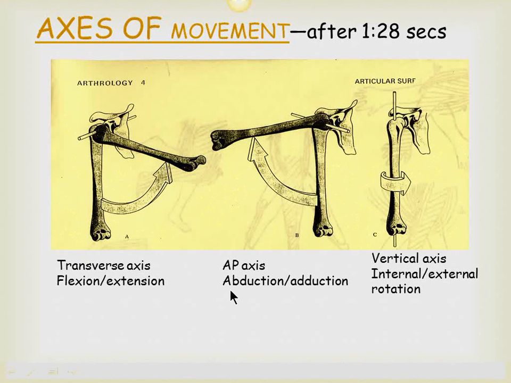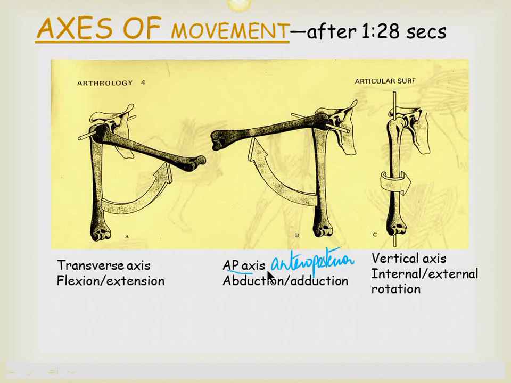Abduction and adduction occur along an anteroposterior axis. AP stands for anteroposterior axis. So imagine, look at this pin. This pin has been put through the joint going from anterior to posterior. See this? From the front to the back, from anterior to posterior. So abduction is away from the median plane, adduction is towards the median plane. So can you see if you put a pin through, abduction on one side of the axis, adduction on the other side of the axis, okay? So abduction, adduction occur along an AP axis, and a good way to remember it is both A and A, so AP axis, okay?